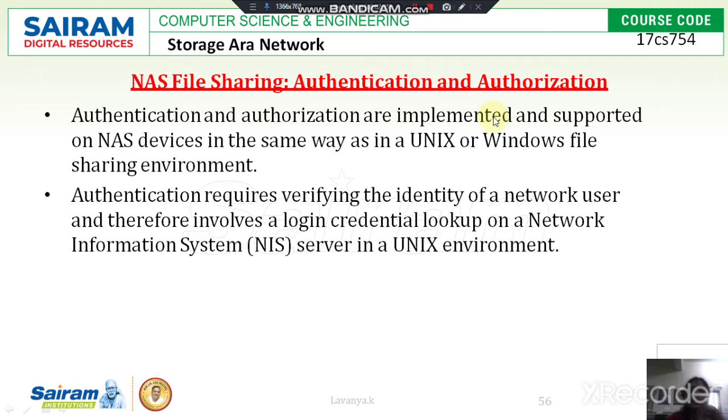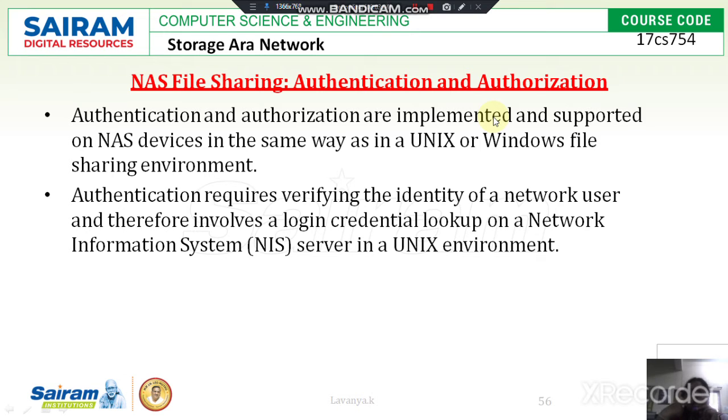NAS file sharing basically uses two methods of ACLs: one is the Windows ACLs, and the other is the Unix permissions ACLs. Then what are the NAS Windows ACLs? The NAS Windows ACLs work on two methods: one is the discretionary access control list, and the other is the system access control list.